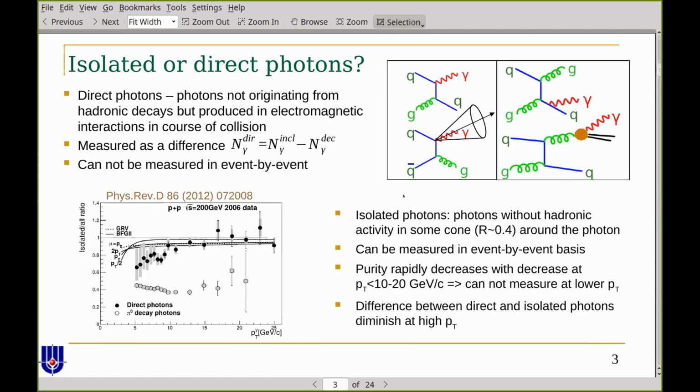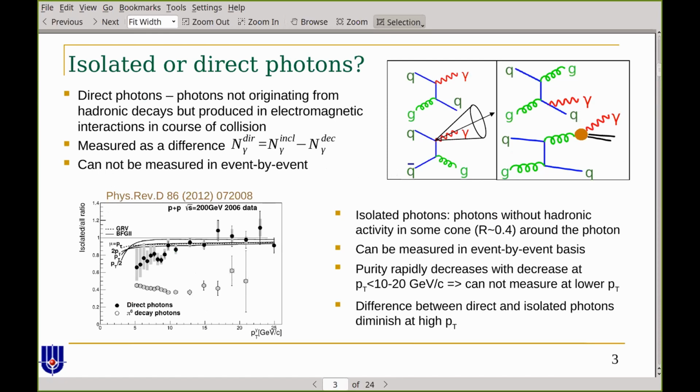Okay, a brief comparison of isolated and direct photons. In experiment, direct photons are measured as the difference between the total or inclusive photon yield in an event minus the number of decay photons, which is calculated from decays of measured hadrons. These direct photons cannot be measured on an event-by-event basis, only by statistical subtraction.